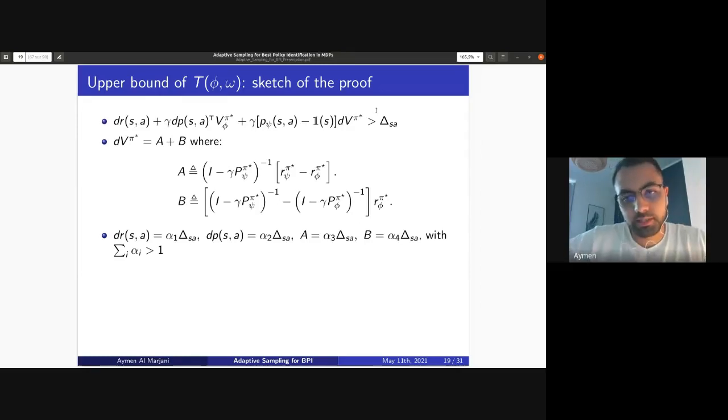From this condition on the kernels, we can deduce that you have to change your rewards and transitions in such a way that the sum is larger than the sub-optimality gap of SA. So you can write each of these terms as a proportion of the gap, with the sum of these proportions larger than or equal to 1.